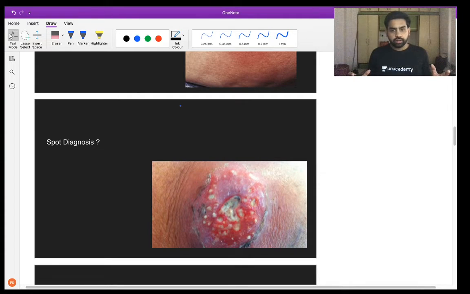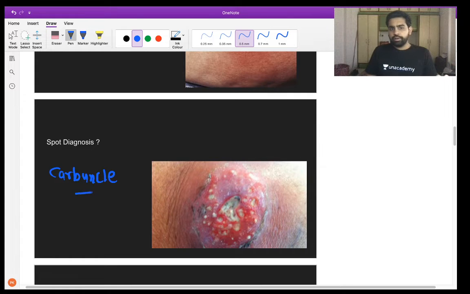So what is a carbuncle? So if many folliculitis come and join with each other, they lead to the formation of a carbuncle. Okay, so very good guys. So what is this? This is basically a carbuncle. Now let us talk a bit about carbuncle.